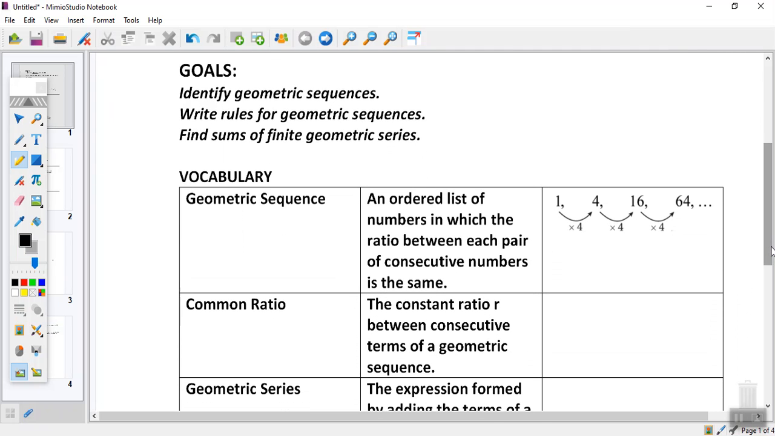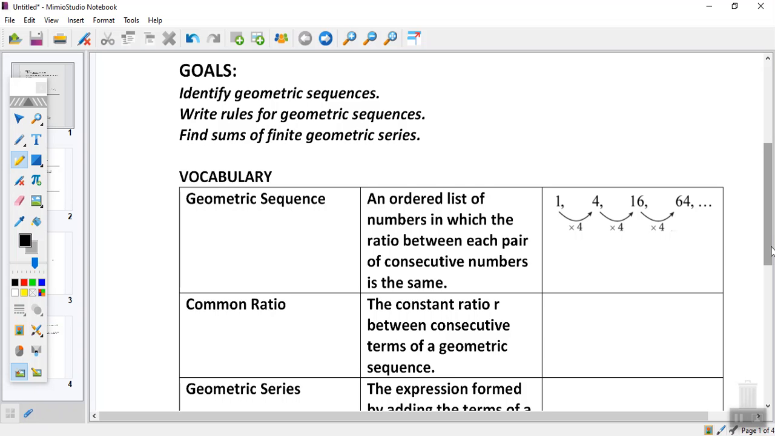So here we go. Goals today, kids. First of all, we have to be able to see a sequence and say, is that geometric or not? Okay. We're going to write rules for geometric sequences. So we're going to have a of n is equal to something again. And then we're going to find some sums of finite geometric series. Means there's going to be a first term and a last term.